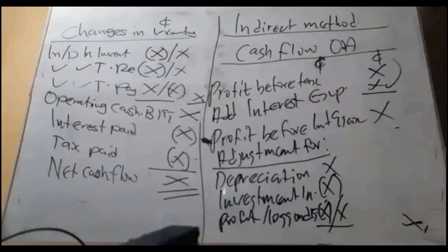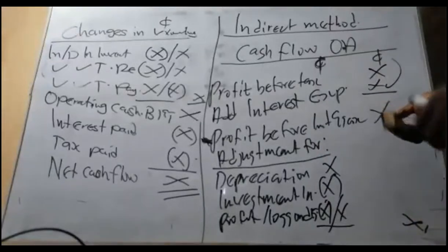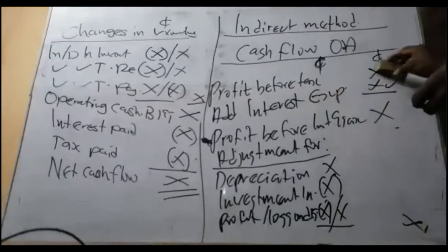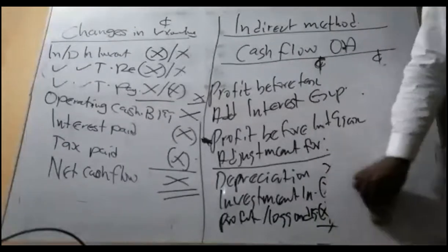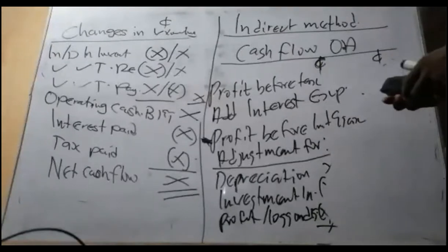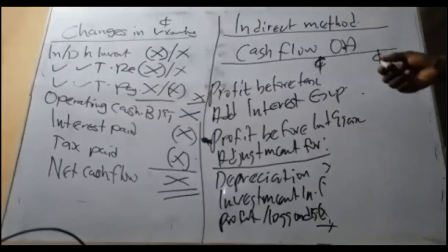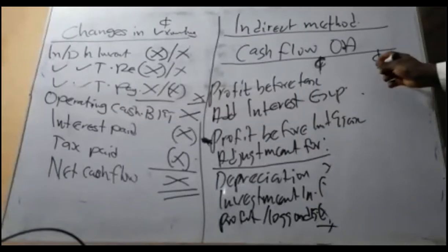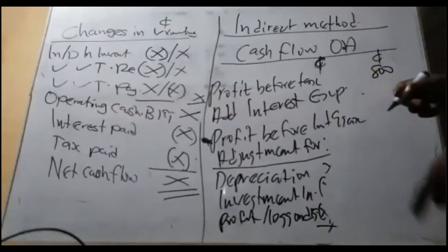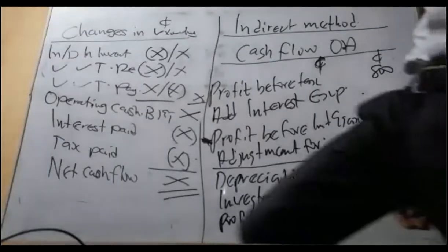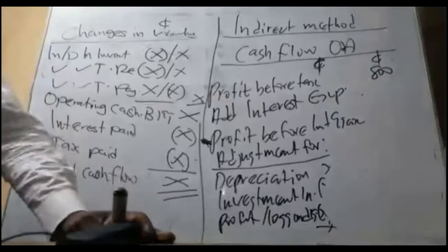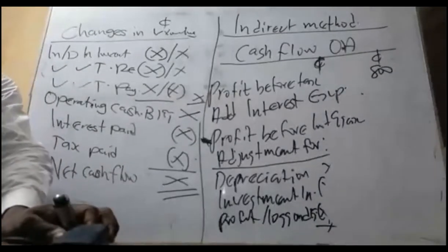Good. So the name of the company must be there, and we have our statement of cash flow. I'll just be inserting the figures, then we are done. The profit before tax is 800 Ghana cedis. Add the interest expense. What is the interest expense from the question?